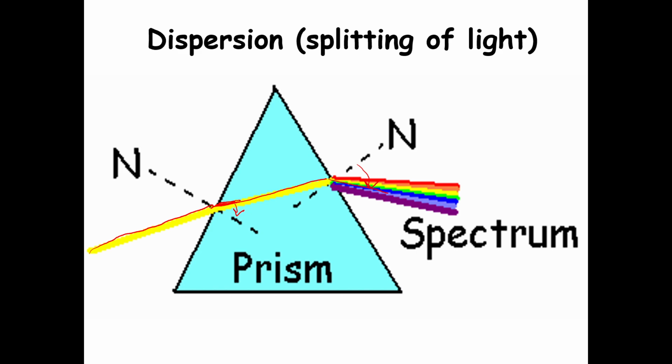But some of those lights are able to be bent a bit more than others. So we end up with the red being refracted not quite as much as the violet down at the other end.